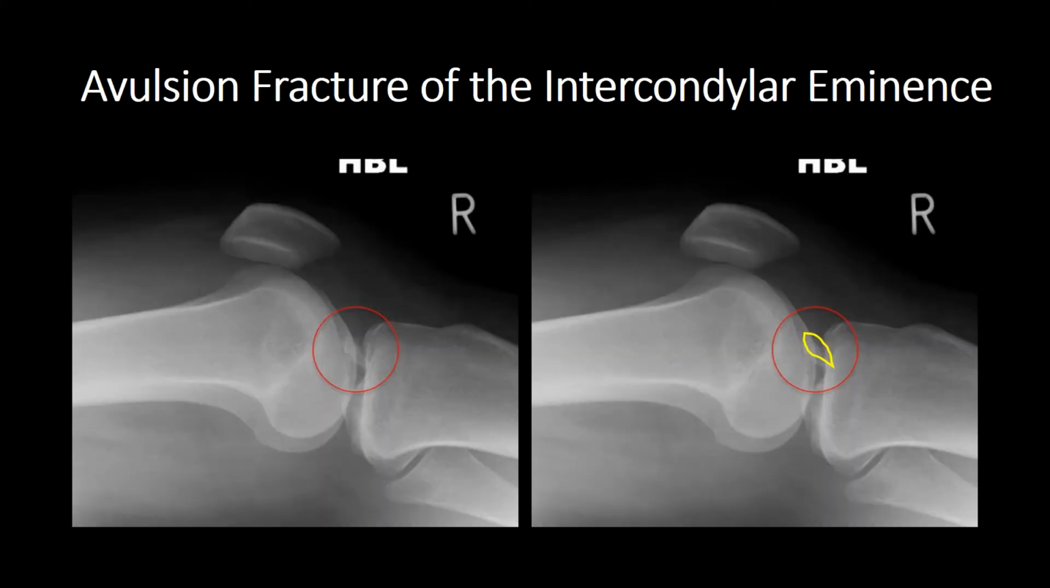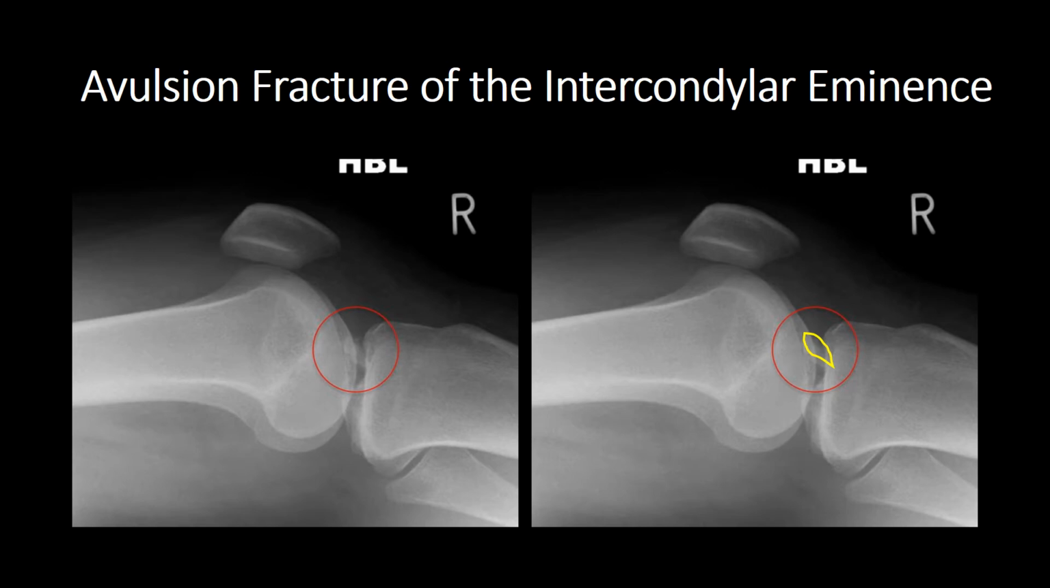It's important to scrutinise the intercondylar eminence because you can get avulsion fractures. If you remember back to your anatomy, the anterior cruciate ligament inserts anteriorly and the posterior cruciate ligament inserts posteriorly. In children, because their ligaments are really strong, they're more likely to sustain an avulsion fracture rather than rupture their ligaments. Whereas once you get into adults, adults are more likely to sustain a ligamentous injury rather than an avulsion fracture.